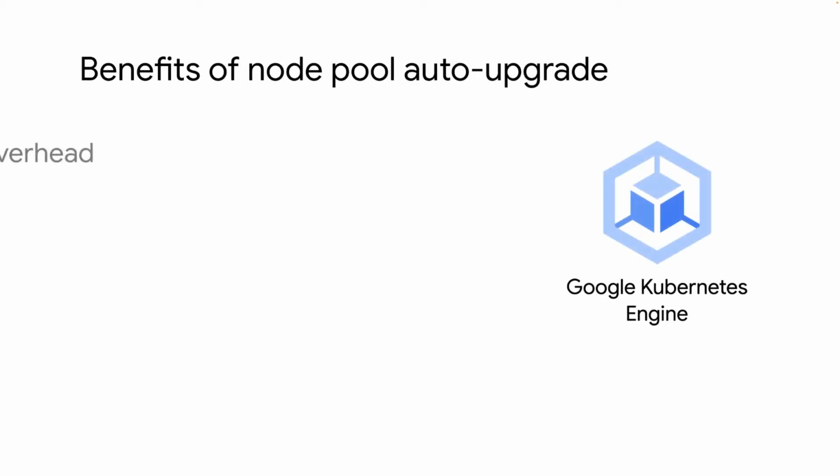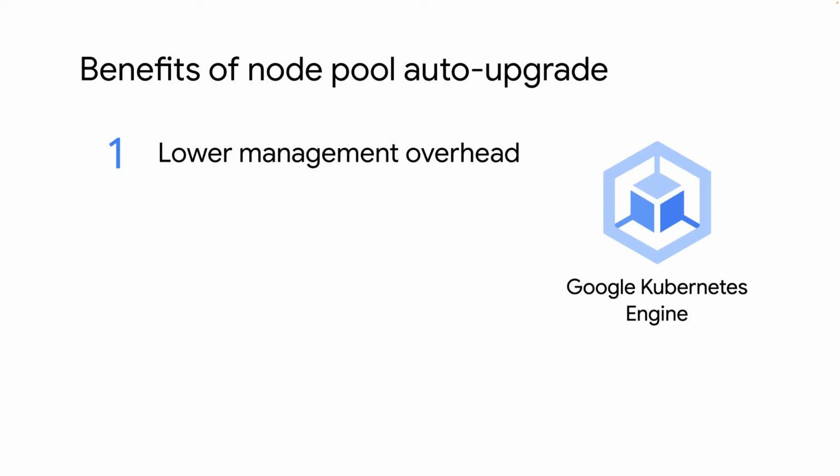Node auto-upgrades provide several benefits. Lower management overhead. With this, you don't need to manually update the nodes when the control plane is upgraded. Better security. With this feature, GKE ensures that the security updates are automatically applied. Ease of use. Provide a simple way to keep your nodes up to date with the latest Kubernetes features. In this video, we will cover how to configure node auto-upgrades in GKE.